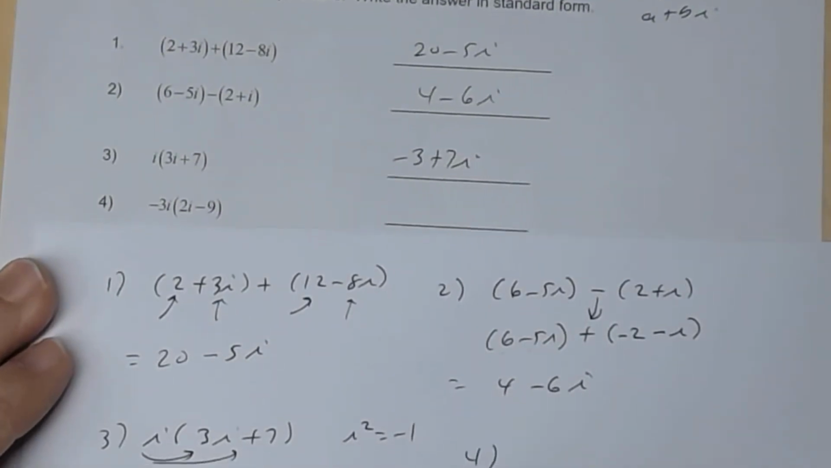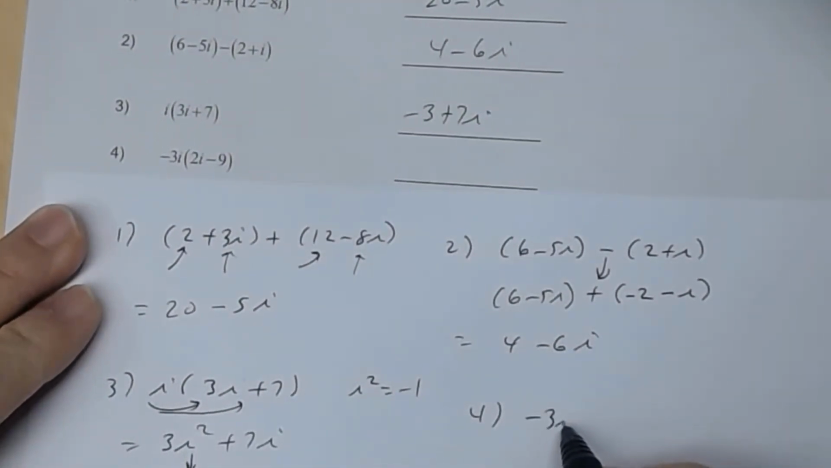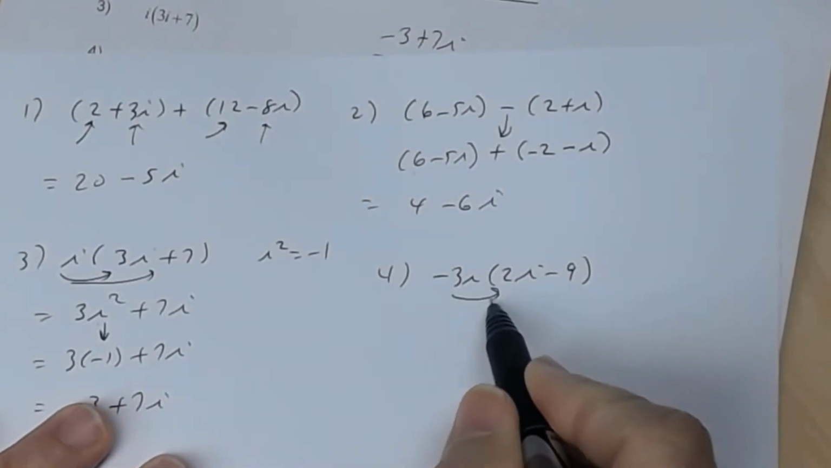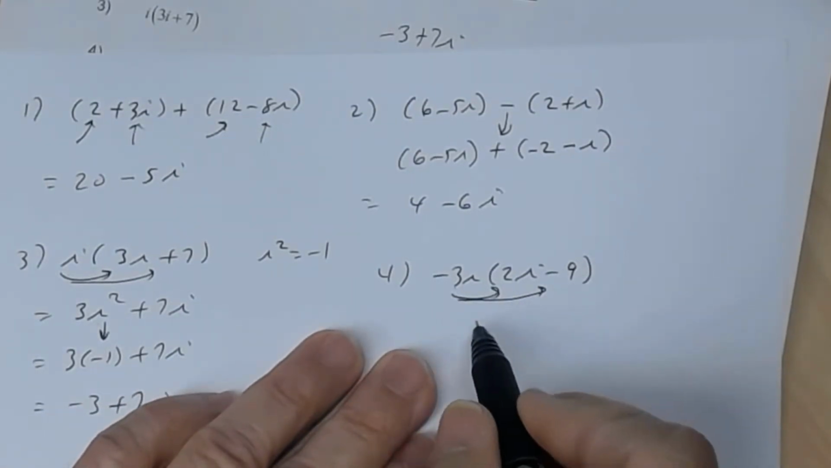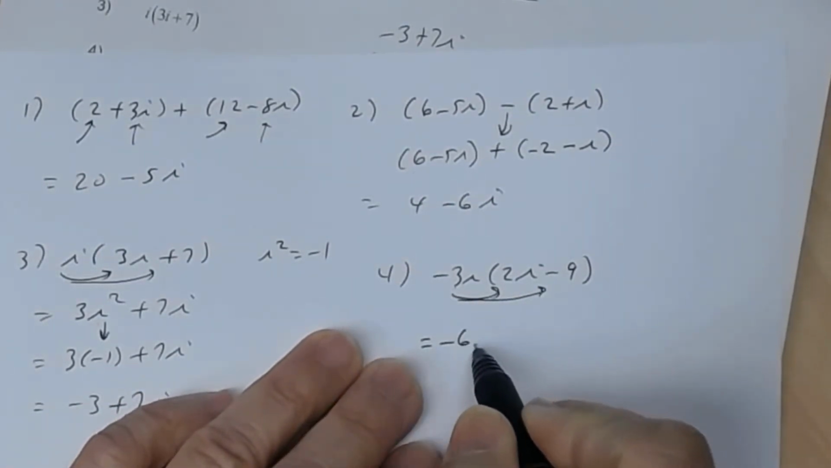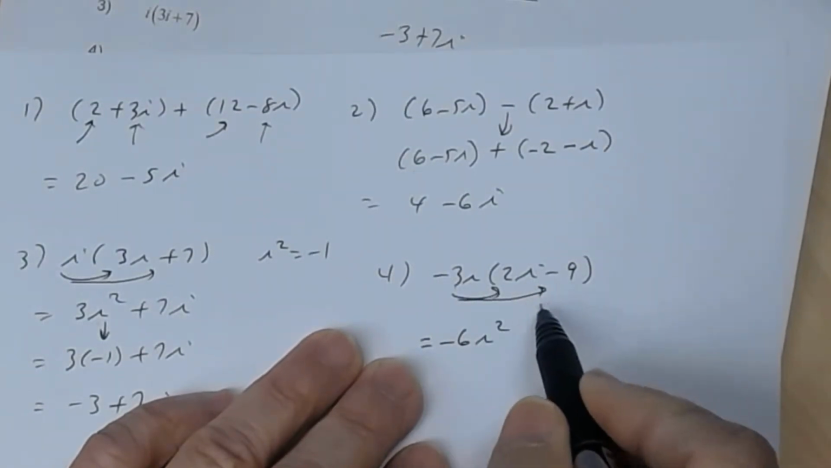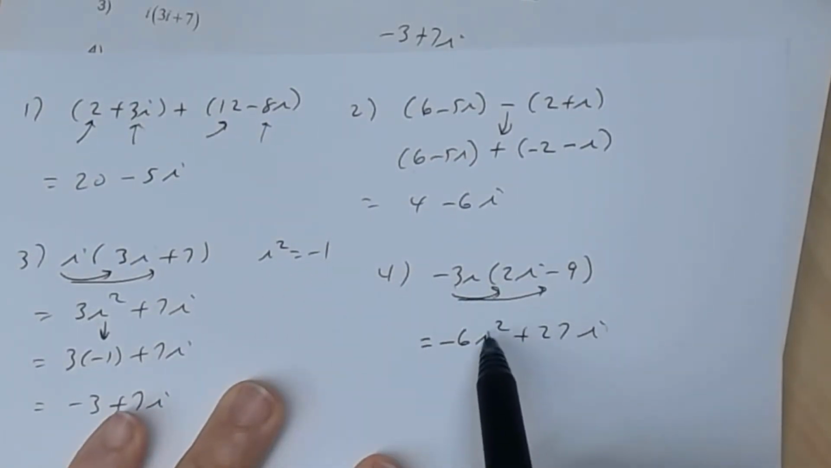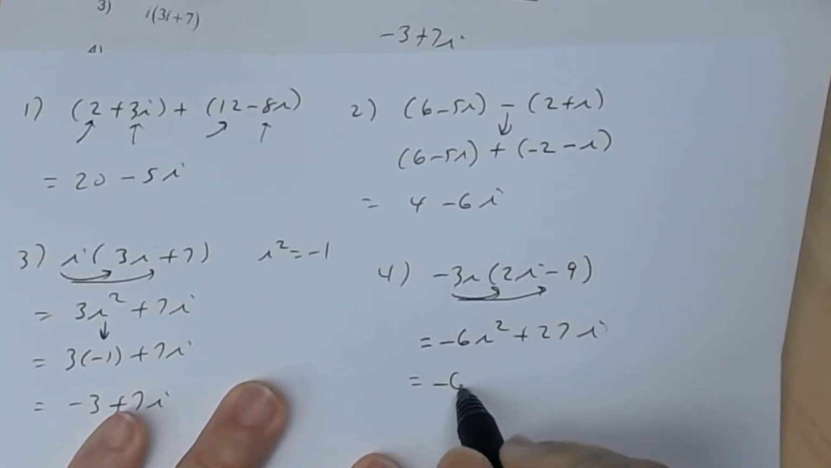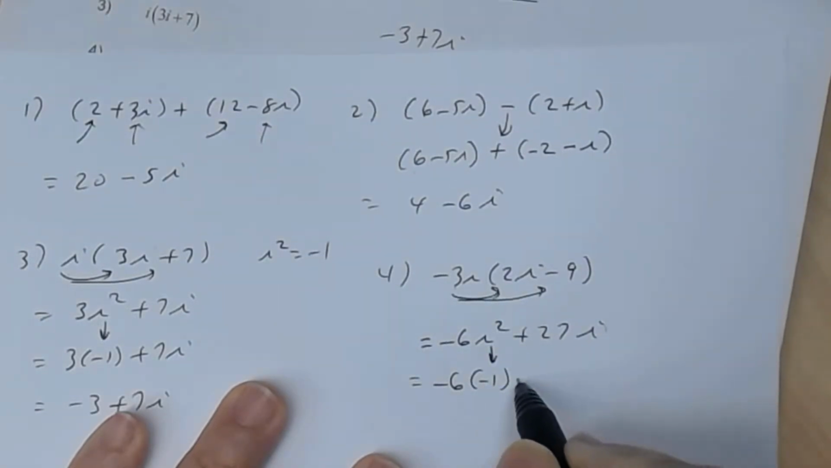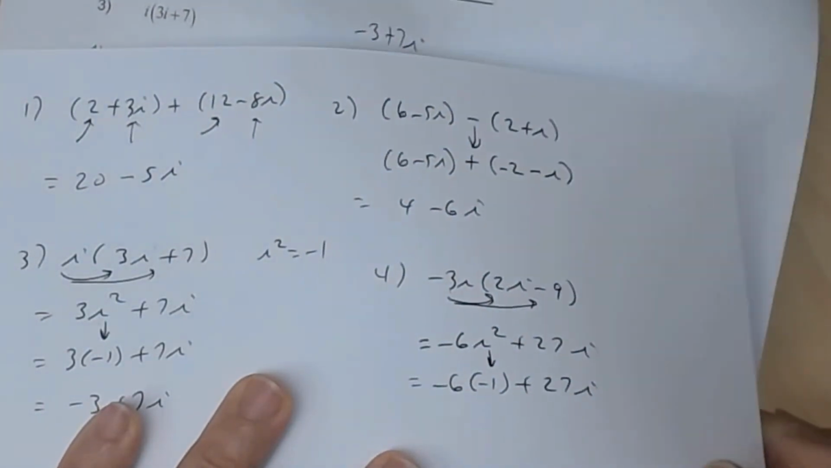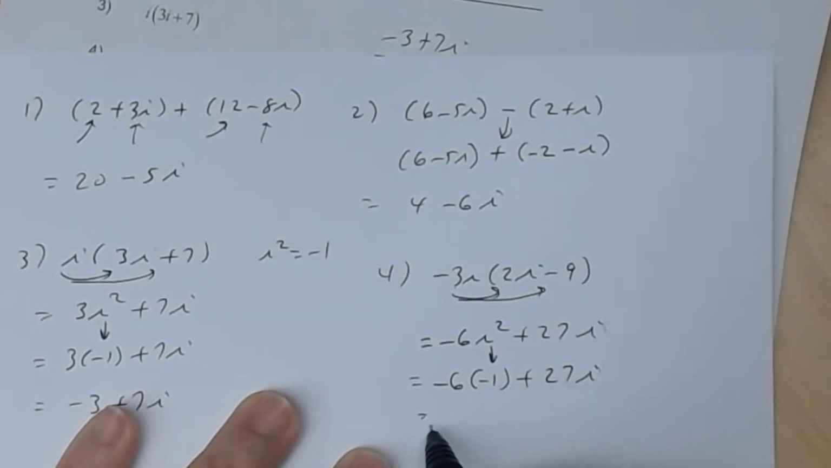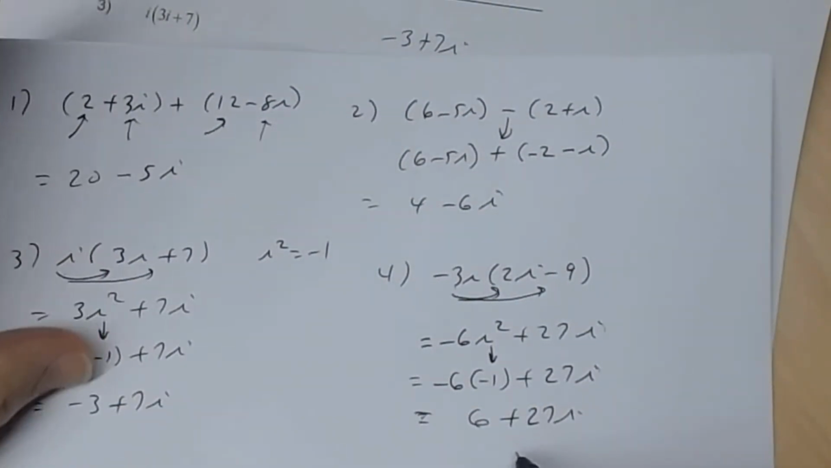Okay, number 4, you have negative 3i times 2i minus 9. So same thing, you're going to use the distributive property. So negative 3 times 2i is a negative 6i squared. And a negative 3 times a negative 9 is a positive 27i. You got to remember that i squared is negative 1, so you got to replace this i squared. So that becomes negative 6 times negative 1 plus 27i. And so therefore we get negative 6 times negative 1 is a positive 6 plus 27i. That's number 4. So 6 plus 27i.